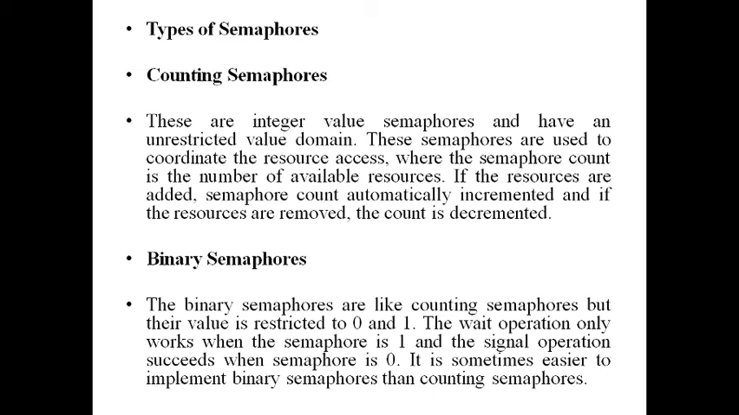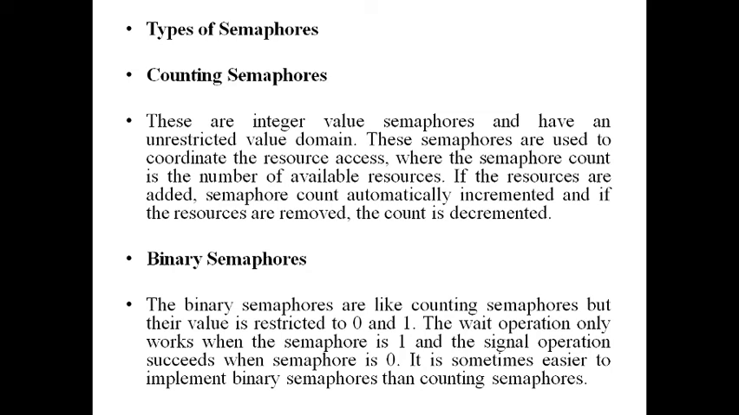These semaphores are used to coordinate resource access, where the semaphore count is the number of available resources. If resources are added, the semaphore count is automatically incremented, and if resources are removed, then the count is decremented. If resources are added, then it increments. If resources are removed, then the count is decremented. This is how counting semaphores work.